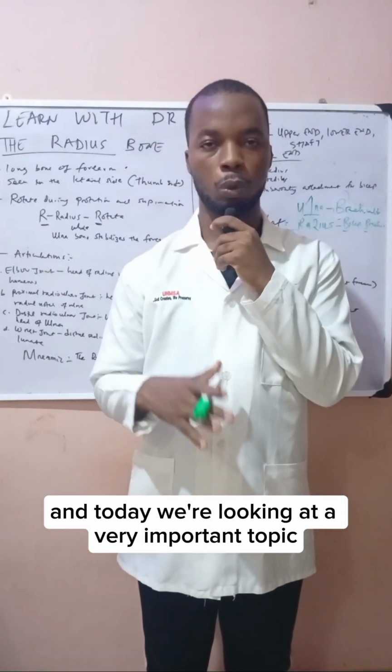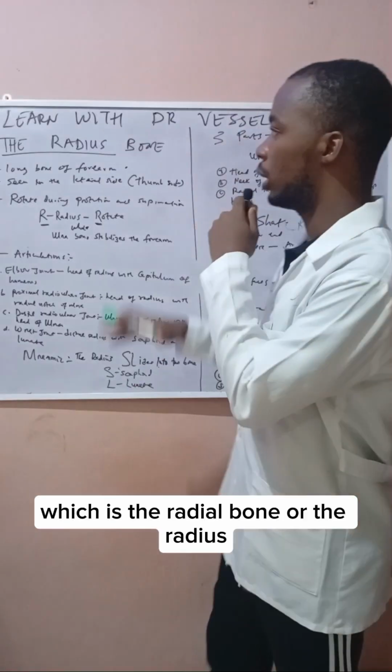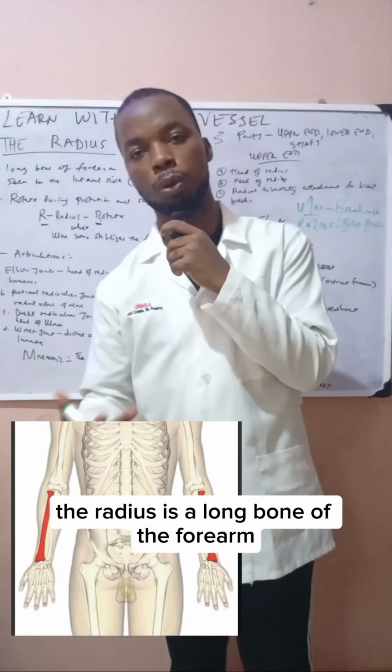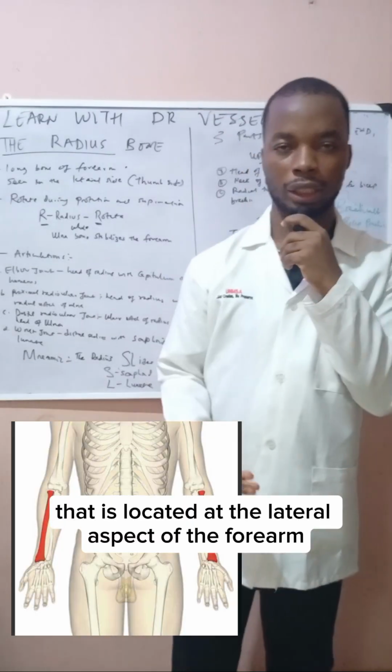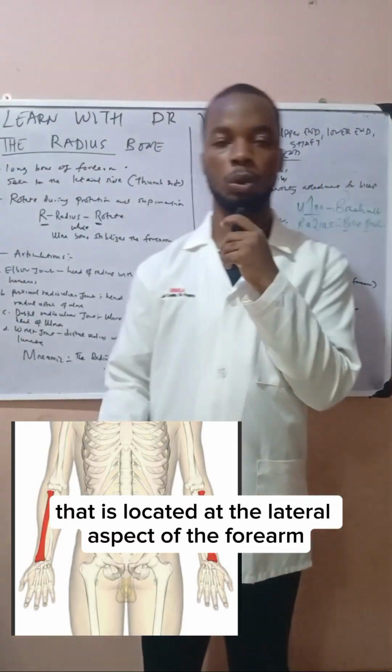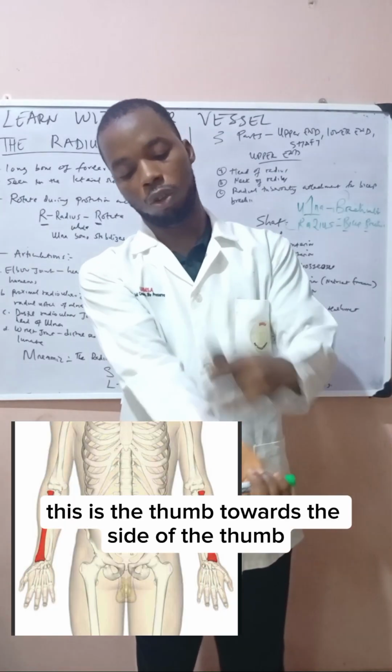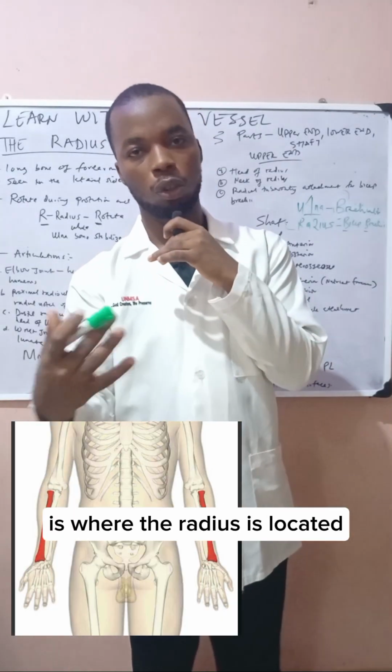And today we're looking at a very important topic, which is the radial bone or the radius. The radius is a long bone of the forearm that is located at the lateral aspect of the forearm towards the side of the thumb. This is the thumb. Towards the side of the thumb is where the radius is located.